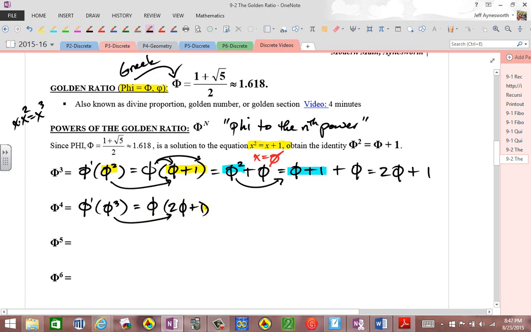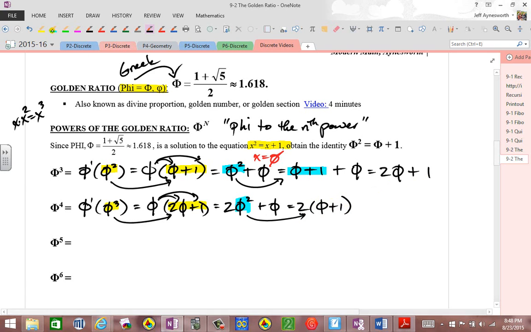Okay, so now what we're going to do is distribute twice. 2 times phi times phi is 2 times phi squared, and then phi times 1 as well, that's just phi. Okay, so what do we do? Well, we see another phi squared, so my second substitution would be right here. Every time I see a phi squared, I know it's phi plus 1. So I want to substitute it in 2 times, and then plus phi.